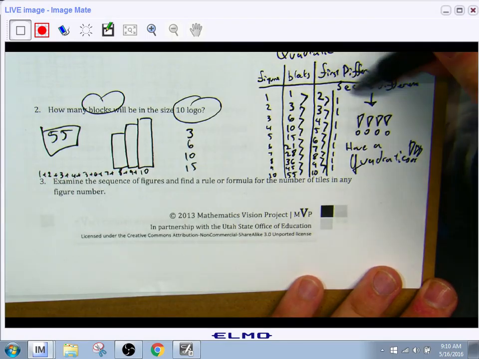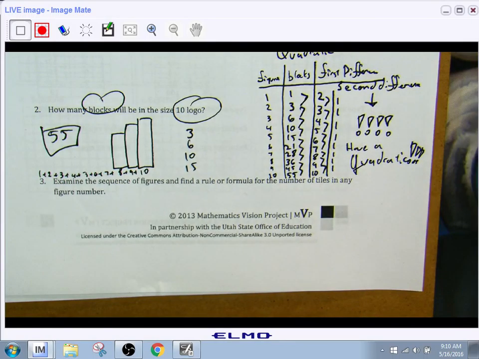Now, the second difference doesn't have to be 1. That second difference could have been 2 or 3 or 4 or 5. It doesn't matter what it was. But the fact that we have a common second difference informs us that it's a quadratic.